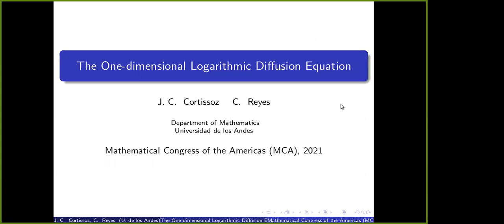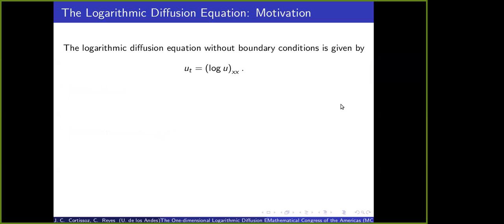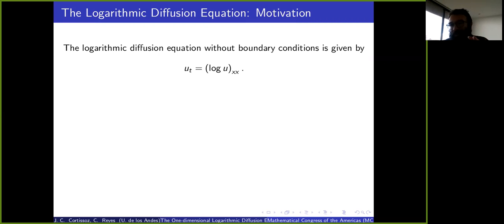So let me begin here. This is the logarithmic diffusion equation. You will depend on some space variables, which might be in Rn, and a time variable. So it's an evolution equation, right? Here I'm going to consider just one dimension. The double derivative with respect to x is generalized to more dimensions as the Laplacian. So the logarithmic diffusion equation is the partial derivative of u with respect to the time parameter equal to the Laplacian in the spatial variables of the logarithm of u.